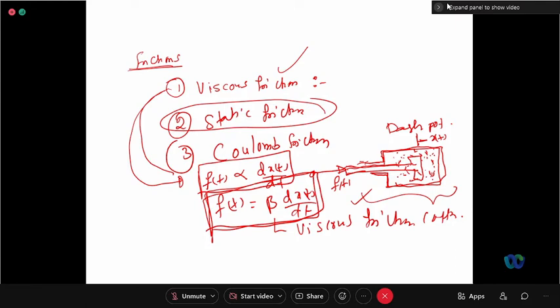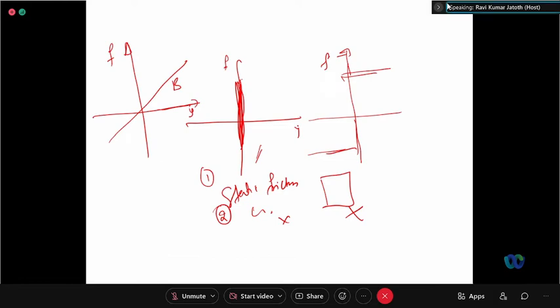So this is viscous friction. In mechanical systems, we consider viscous friction, which is related to the friction present in the motion. There is one more friction called Coulomb friction. That also we assume to be 0 in mechanical systems.